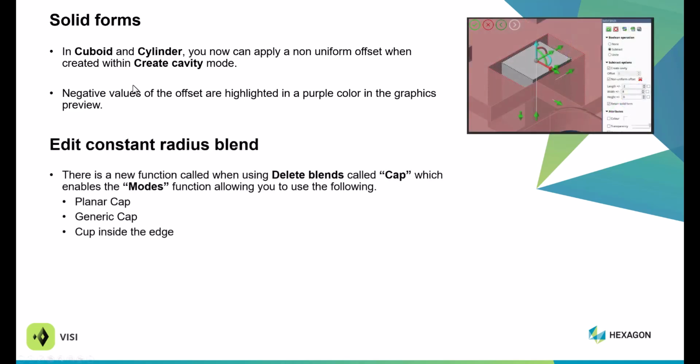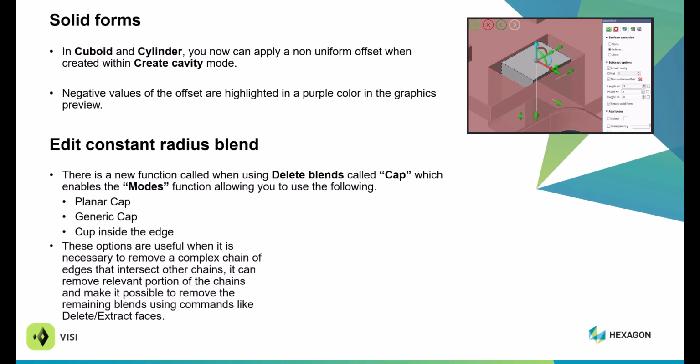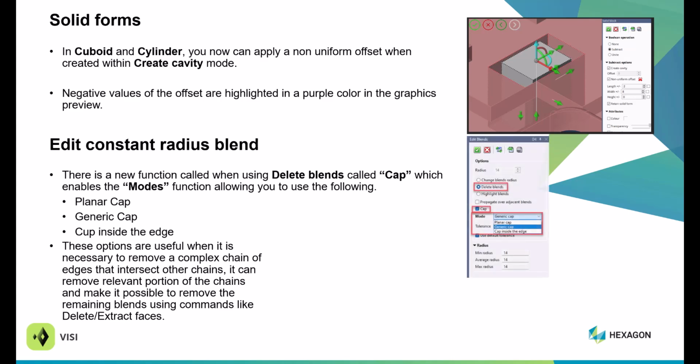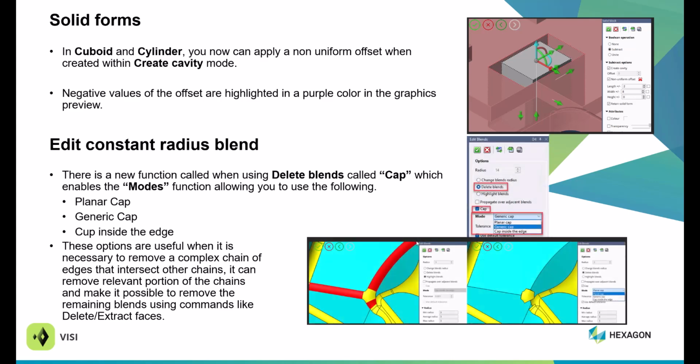Within Edit Constant Radius Blend, there's been several different enhancements as well. So there is new functionality to be able to delete the blend and throw a cap on top of the blend. Within this cap area, there's enable modes such as planar cap, generic cap, cap inside of edges. These options are useful when it comes to fixing a complex chain of blends within an area. And in the video that we're about to show you shortly, you will see those options shown.